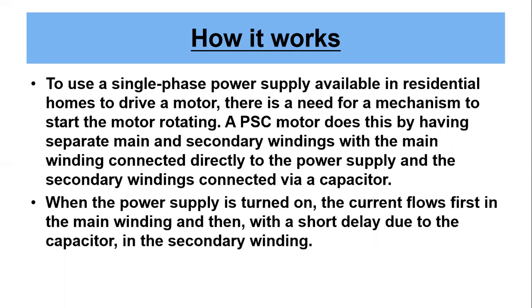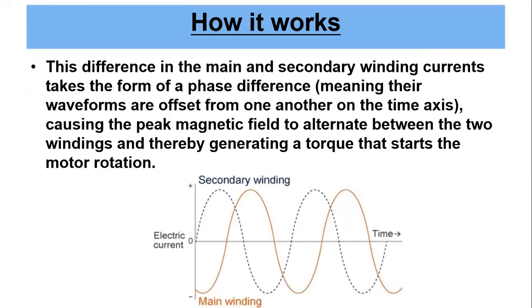When the power supply is turned on, the current flows first in the main winding and then, with a short delay due to the capacitor, in the second winding. And then the difference in the main and secondary winding currents takes the form of a phase difference. That means their waveforms are offset from one another on the time axis, causing peak magnitudes to alternate between the two windings and thereby generating a torque that starts the motor rotation.